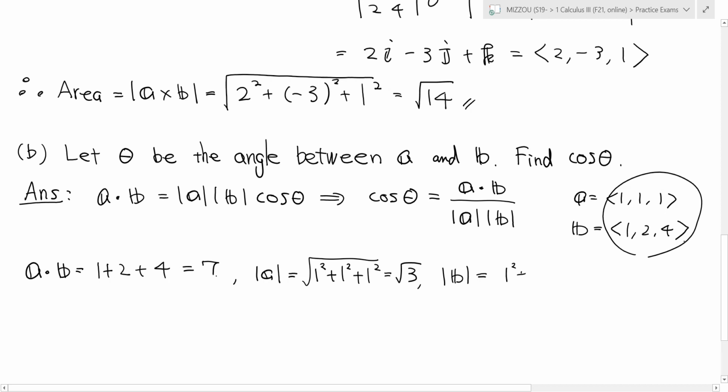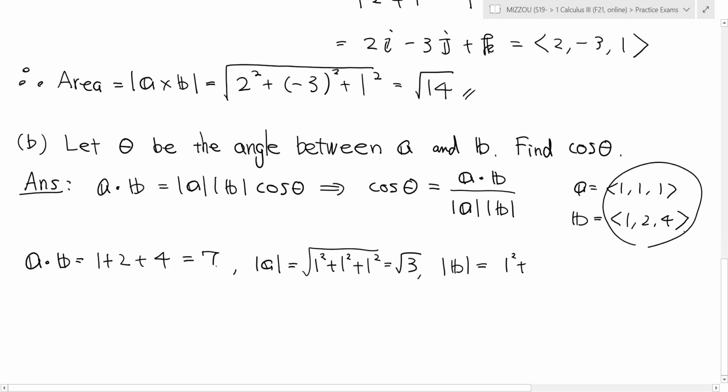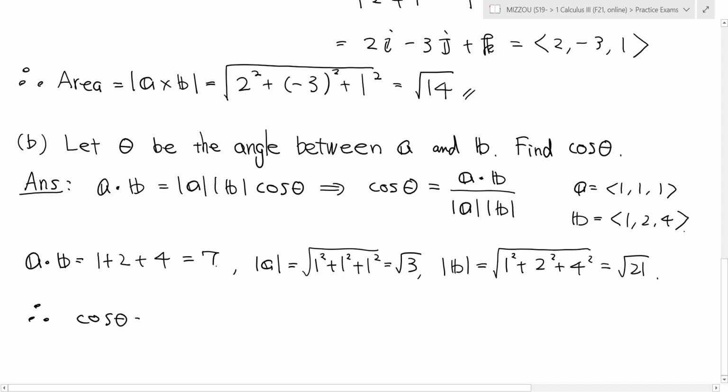Magnitude of B is 1 squared plus 2 squared plus 4 squared, square root. And that would be what? Root 21. Okay, so therefore, cosine of theta is 7 divided by root 3, root 21. And this is actually simplified as 7 over 3 root 7. Okay, well, if you like, you may rewrite it as this. It doesn't matter. Okay, so that's part B.